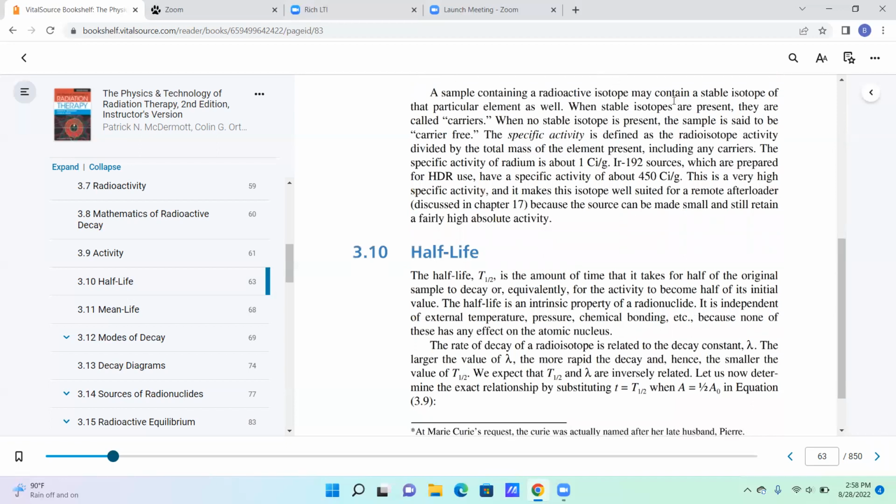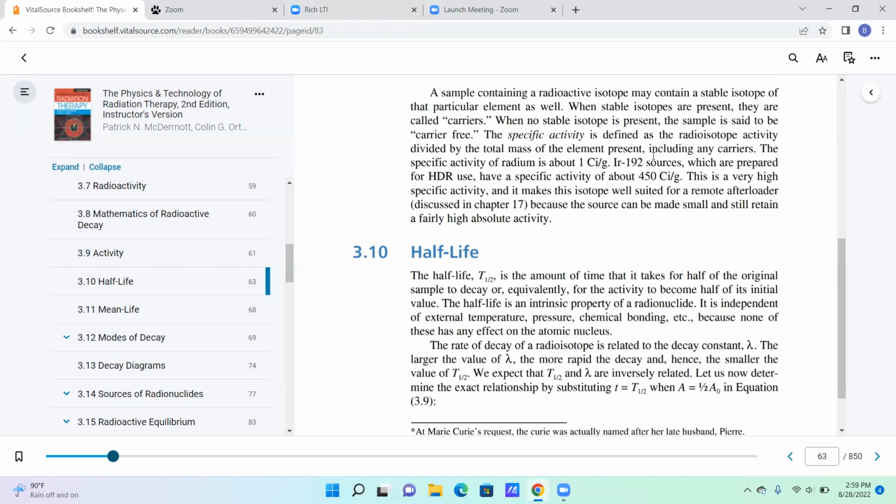A sample containing a radioactive isotope may contain a stable isotope of that particular element as well. When stable isotopes are present, they are called carriers. When no stable isotope is present, the sample is said to be carrier-free. The specific activity is defined as the radioisotope activity divided by the total mass of the element present, including any carriers. The specific activity of radium is about 1 curie per gram.